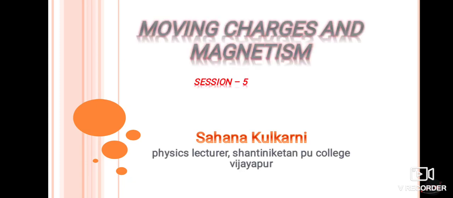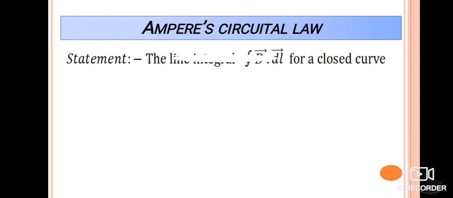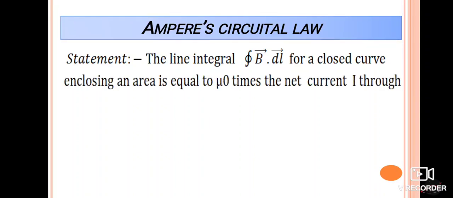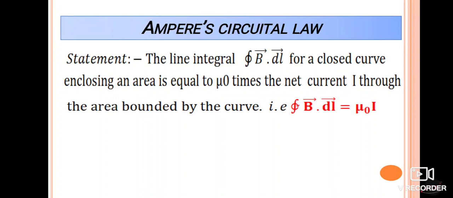Again, today we are going to discuss the continued part of the chapter Moving Charges and Magnetism in this session 5. So in this case, first we will discuss what Ampere's circuital law is. The statement of Ampere's circuital law is: the line integral of B dot dl for a closed curve enclosing an area is equal to mu naught times the net current flowing through that area bounded by the curve.